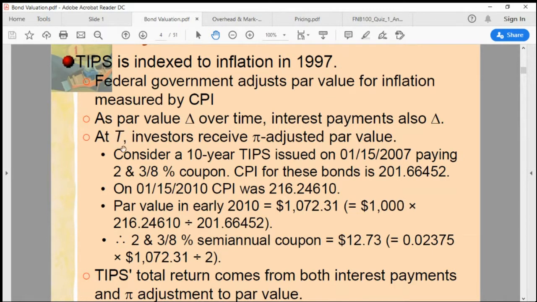At terminal time, uppercase T, meaning maturity, investors receive the inflation adjusted par value. At maturity, you're not just getting the par value of $1,000, but you will get the inflation adjusted par value, so it will be more than $1,000. So the coupon interest payments are adjusted, and the par value is also adjusted. Consider a 10-year TIPS issued in January of 2007, paying a 2 3/8% coupon.